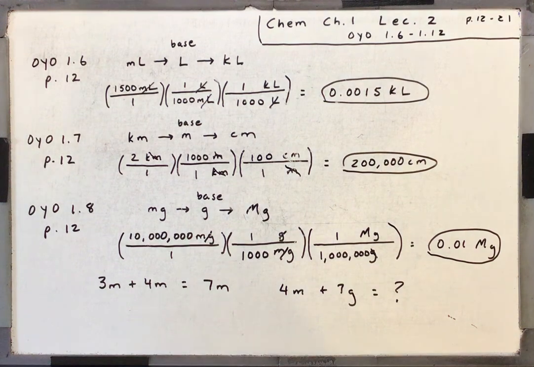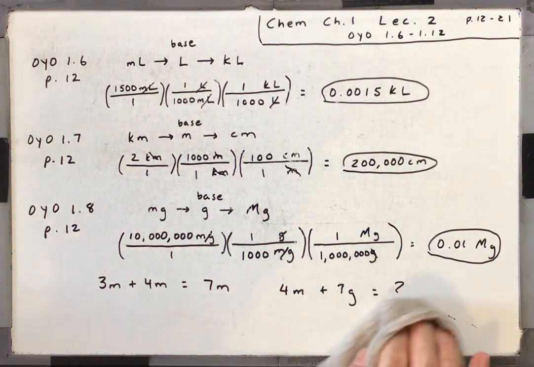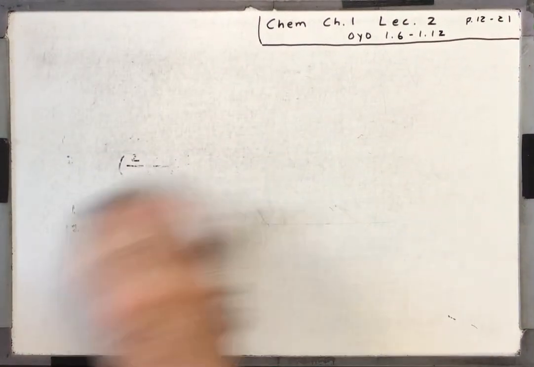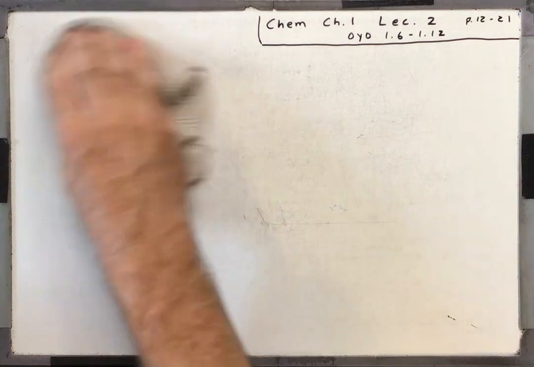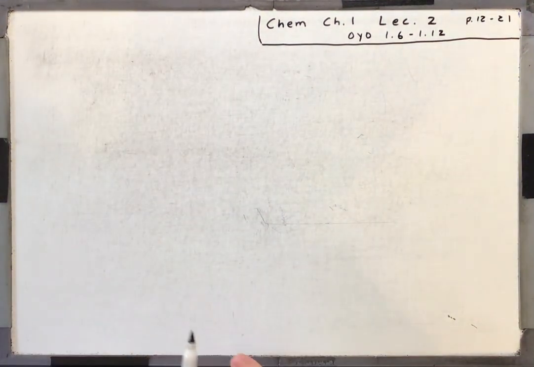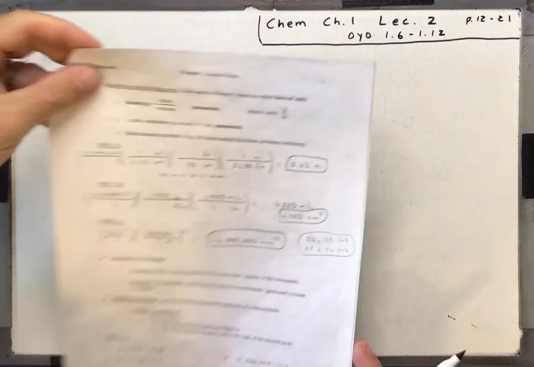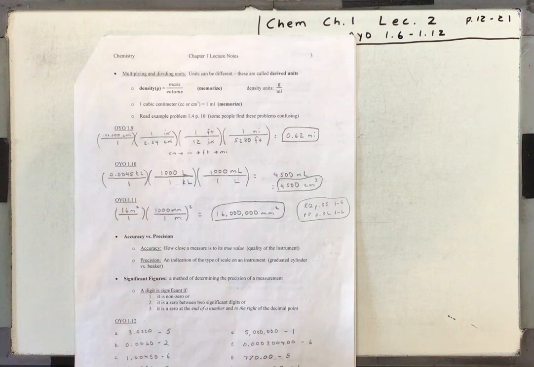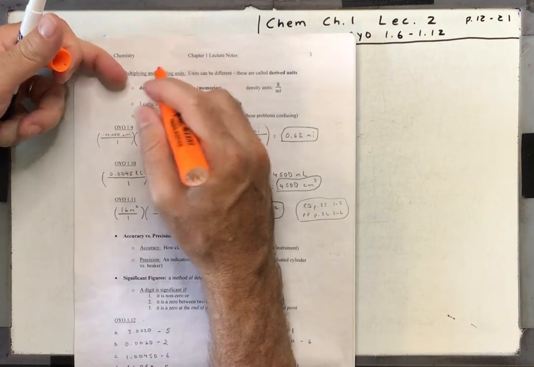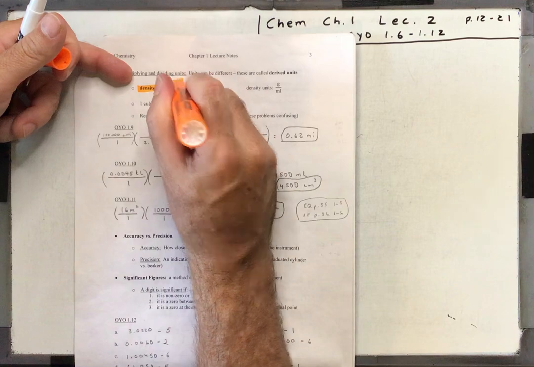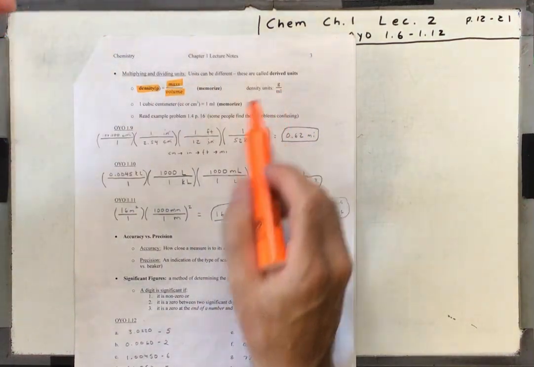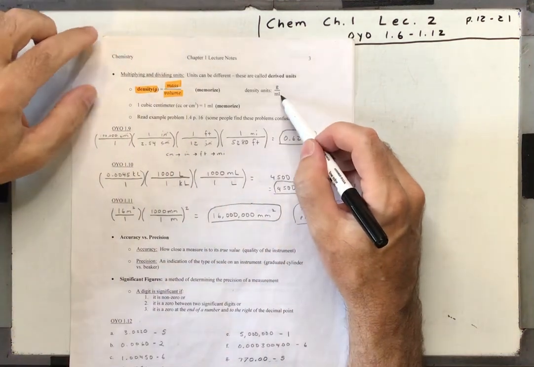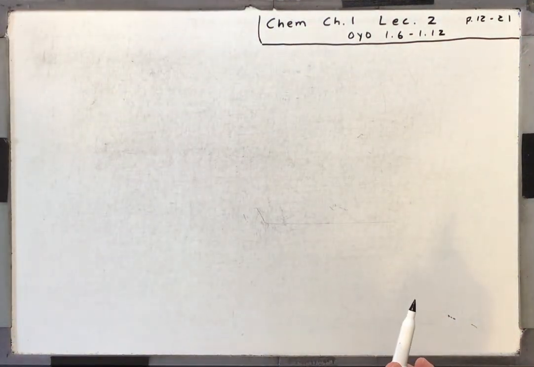All right, so if you'll turn to the top of page 3, while I erase here, we will go through the density equation. So the density equation is given now because that's an example of multiplying or dividing units. Okay, so you do need to memorize this density formula. Density is mass over volume, and it's any mass unit divided by a volume unit, but in our case we're going to be usually using grams per milliliter.